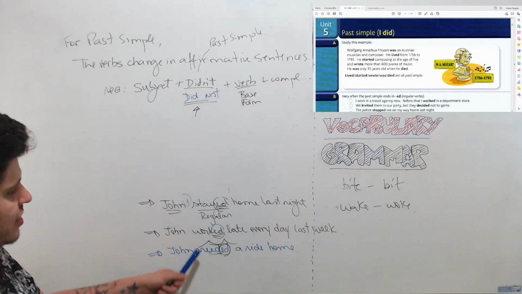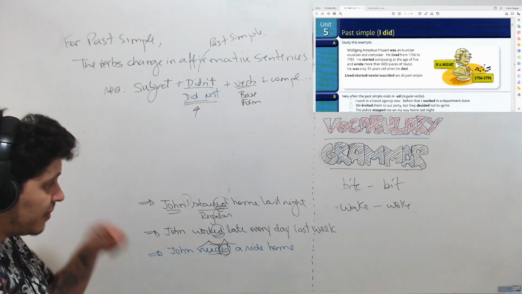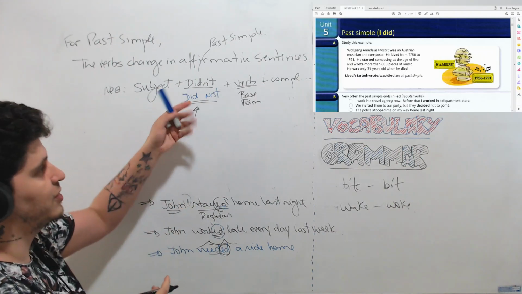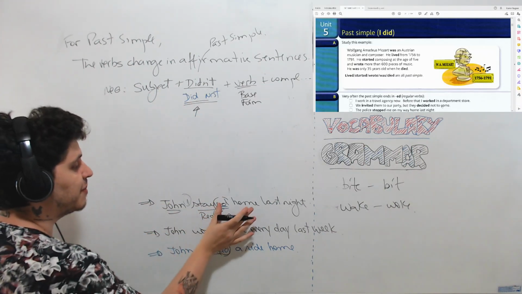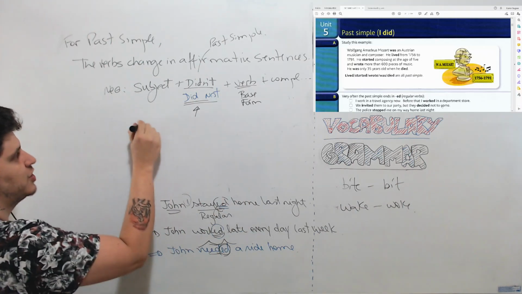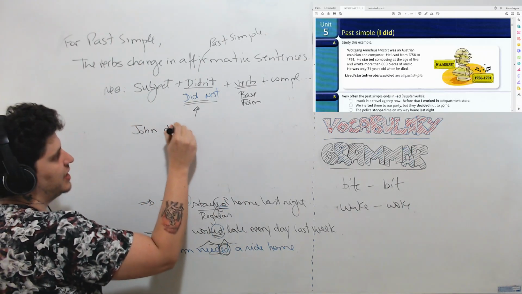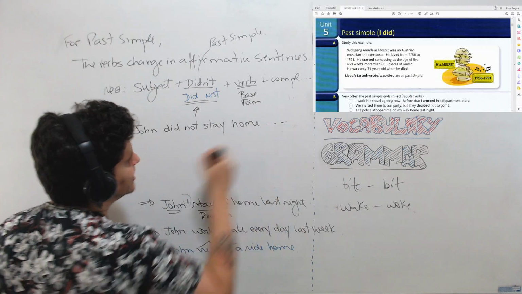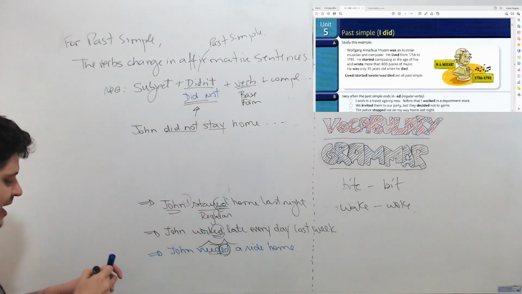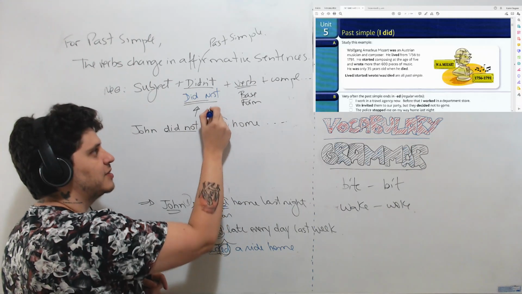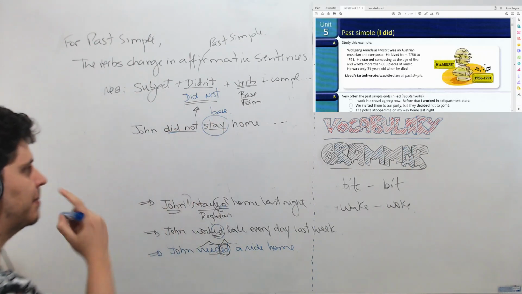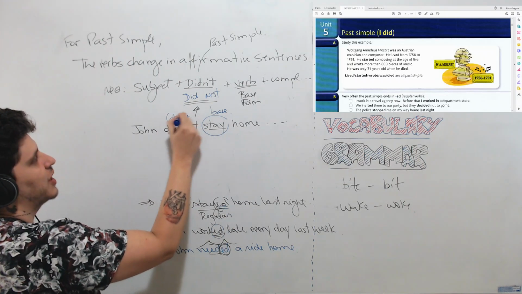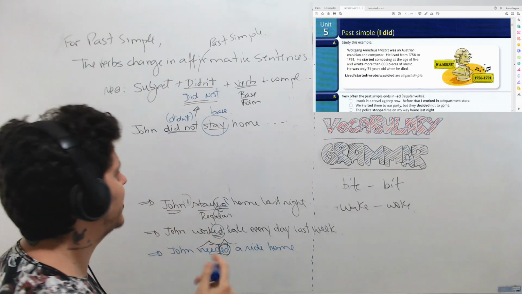So if we are to transform these sentences that are over here into negative sentences, we could say John didn't or did not stay. The verb must return to the original form. John did not stay home last night. Did not stay. Again, the verb needs to go back to the base form because of didn't. Okay? And in this case, I just wrote did not, but it can be didn't, as I said. This is more common when we are speaking. This is more common when we are writing.